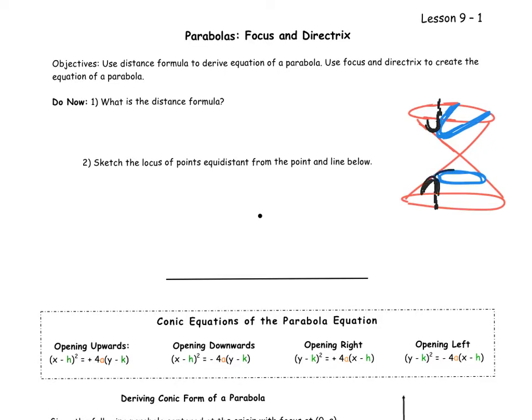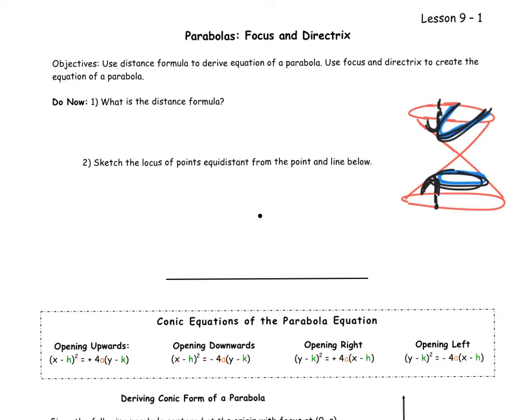We have circles. We'll have actual ellipses as well. We have parabolas. All right. So those are just different conic sections of a cone. So that we have a right circular cone. Okay. So first things first, let's take a look at what our do now question is.